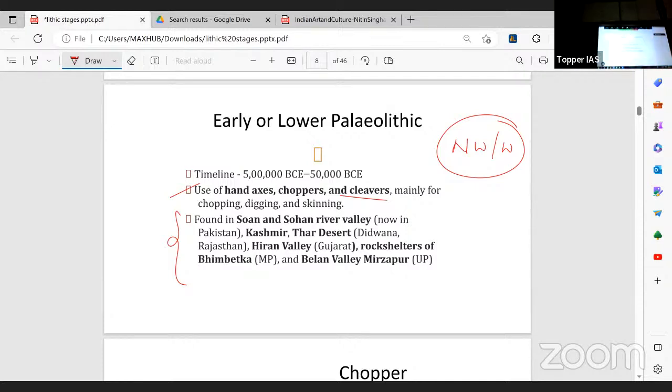So the stone tools were hand axe, choppers and cleavers, used mostly by early or lower Paleolithic people, who resided in the western and northwestern part of India.